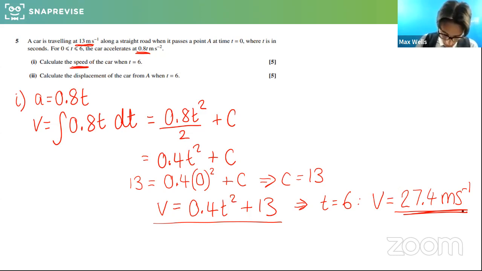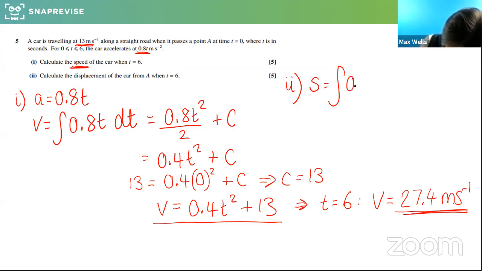Right, so the next part, part II, is calculate the displacement of the car from A when t equals 6. The displacement here is another load of integration from the velocity. So we're going to integrate that again, and what we're integrating is 0.4 t squared plus 13 with respect to t.